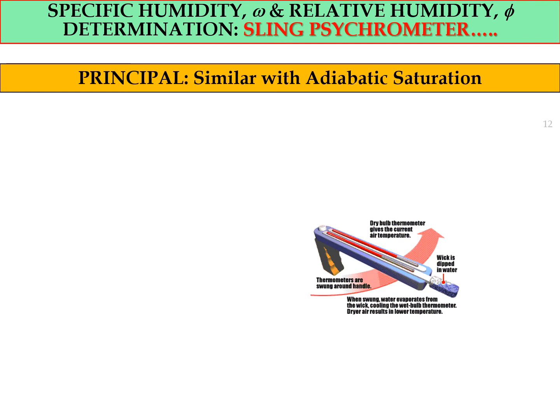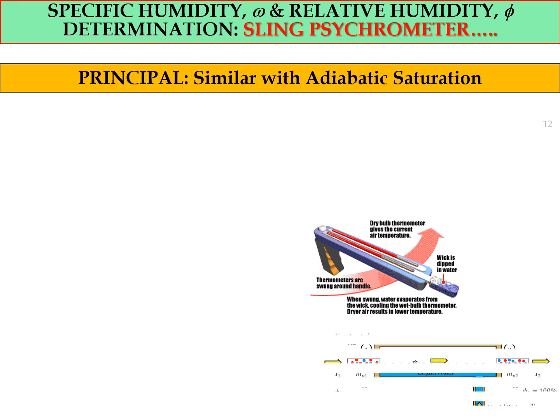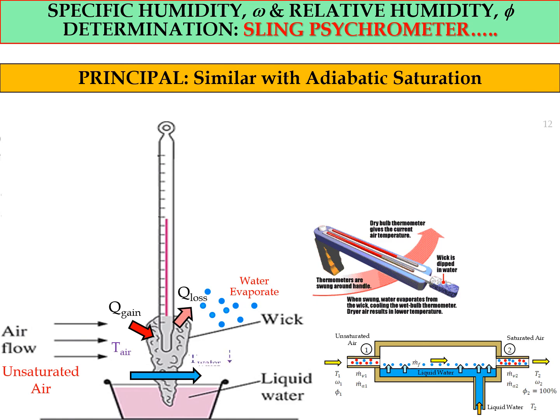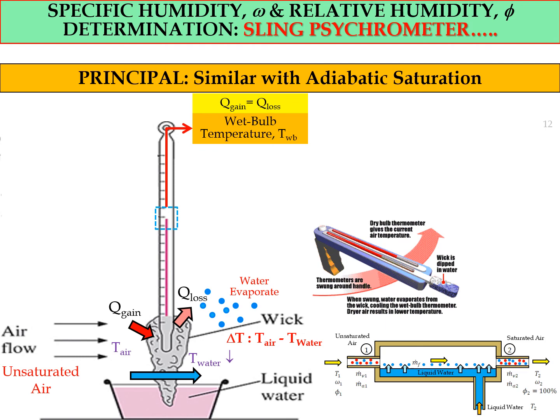Specific humidity and relative humidity. So this is the sling psychrometer, which uses a similar principle to the adiabatic saturation process. Let's say we have an ordinary thermometer covered with a wick and liquid water, and unsaturated air goes across this wick with temperature T air, and we have a Q gain, which is the heat gain, and the heat loss will be the water evaporating, which is the Q loss, and we have a slightly lower temperature of the water. So the difference in temperature is T air minus T water. Q gain is equal to Q loss, and here it will measure the wet bulb temperature. In general, the wet bulb temperature and the adiabatic saturation temperature are not the same.